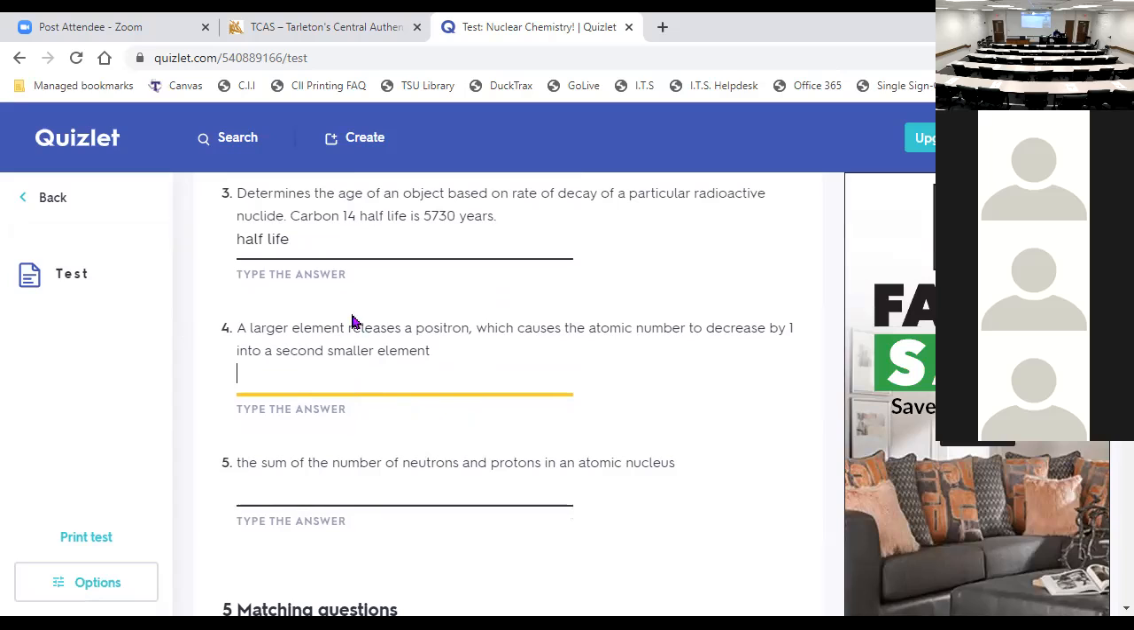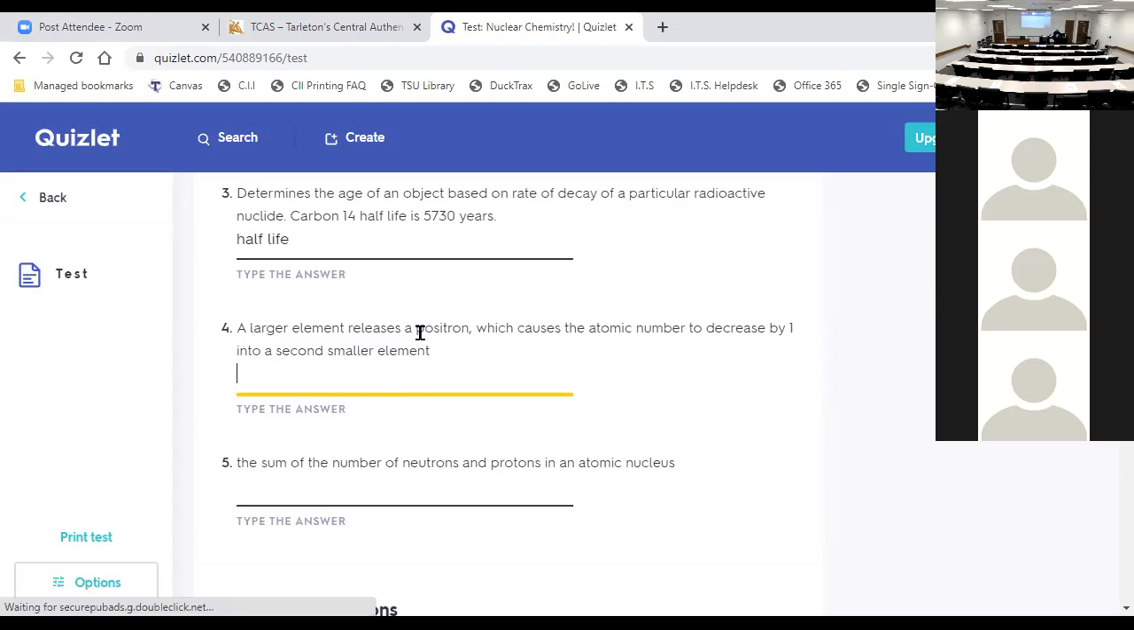A larger element releases a positron, which causes the atomic number to decrease by 1 into a second smaller element. Okay, so this is one of the types of radiation. So if we look, I'll give you all the options. We have alpha emission, beta emission, positron emission, gamma radiation, and electron capture. So which one of those do you think fits into this?